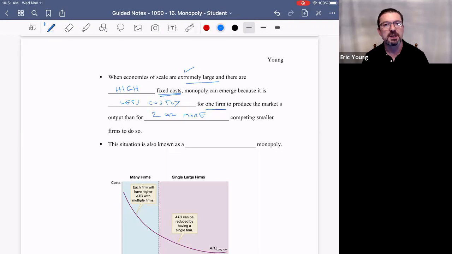Okay, the nature of economy of scale is as output expands, ATC falls. Therefore, when this exists, it's going to be less expensive, less costly for one firm to supply all of the market's output than for multiple firms. And as a result, that one firm will emerge, its lower costs will give it a price advantage that no other firm can match, blocking those firms out, leading to monopoly, okay? Critically, this situation is known in economics by the term natural monopoly.